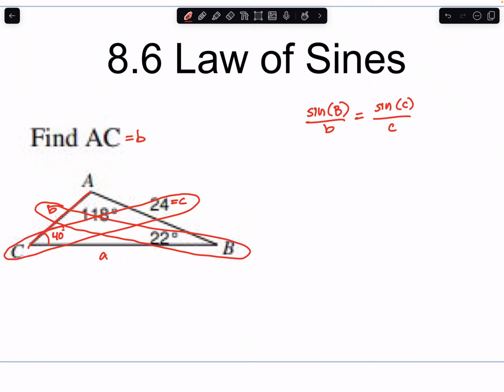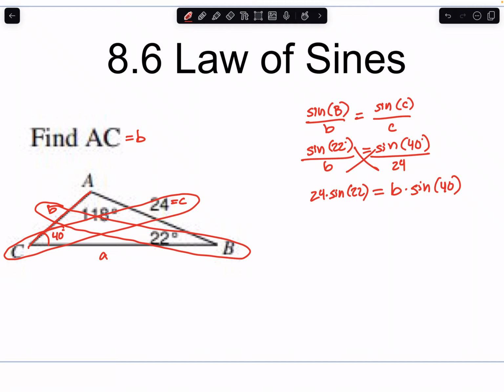Once I identify the equation that I'm going to be working with, I plug in my information. The angle for B is 22 degrees. The side of B we don't know, we leave it as a variable. The angle for C is 40 degrees, and the side of C is 24. And again, we have a proportion, so we just cross multiply. Cross multiplying gets rid of the fraction. We have 24 times the left side, sine of 22, should equal b times the sine of 40.